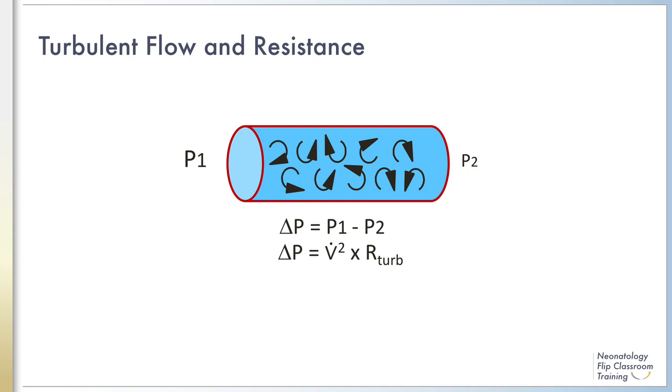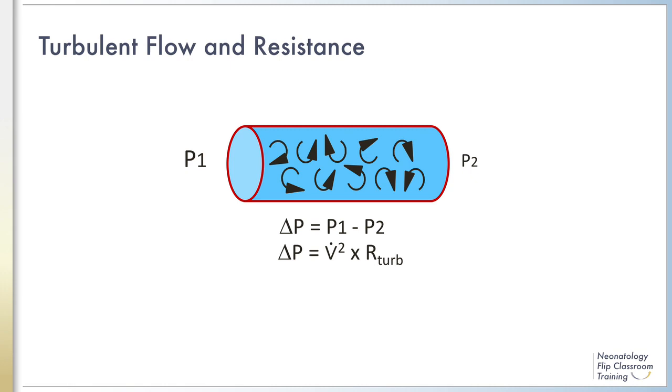Turbulent flow has different properties than laminar flow. Turbulent flow does not adhere cleanly to Poiseuille's law. Instead, the pressure in turbulent flow is directly proportional to flow squared and resistance. The pressure drop across a tube with turbulent flow is greater than that required for laminar flow.